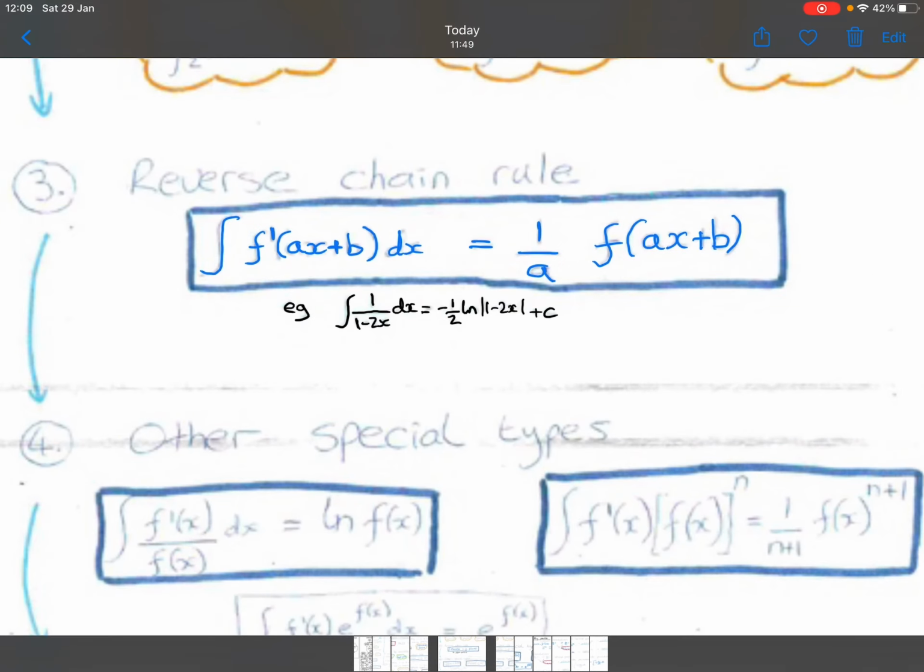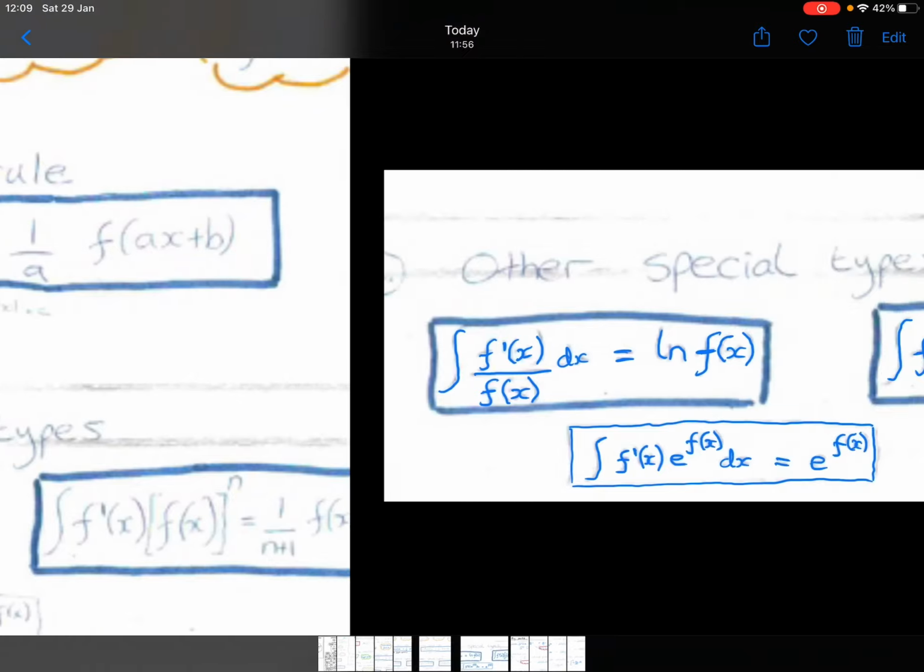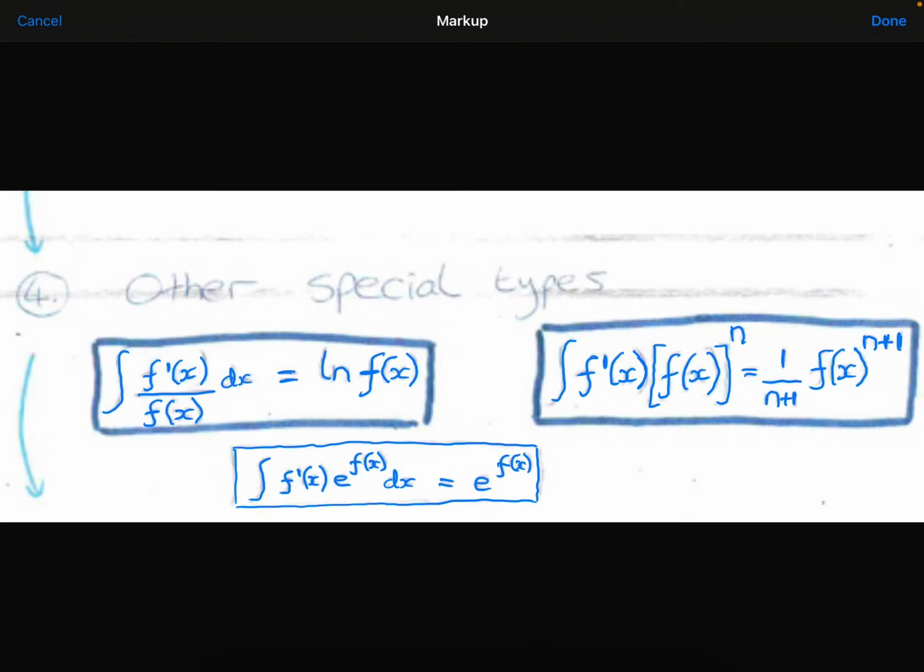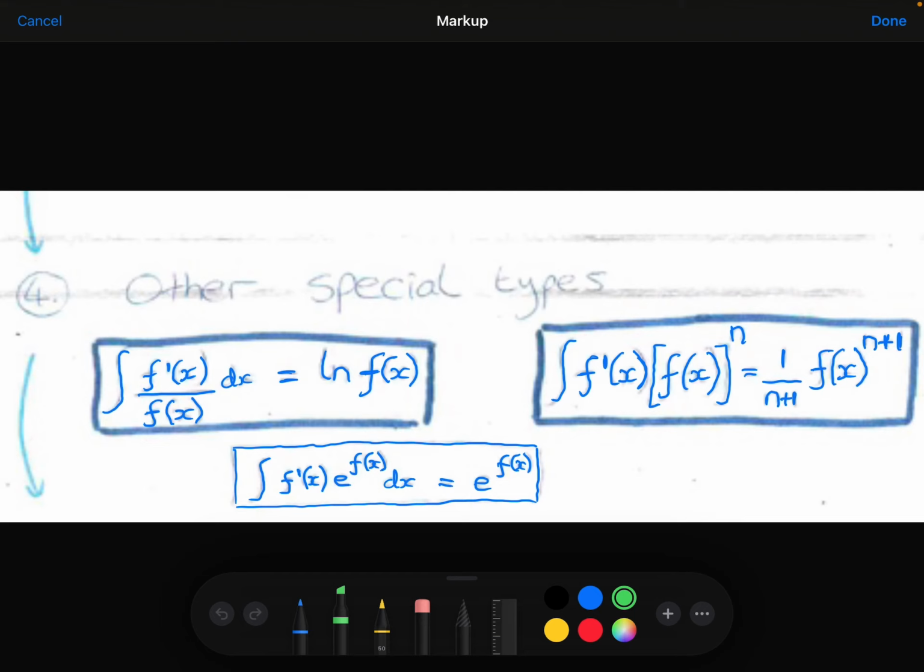Next thing to think about is these special types of integral where we are spotting a derivative. These, if you can spot them, will save you a huge amount of time. If you can spot a derivative, then you can just integrate the other function the way you normally would, and you can ignore the derivative completely.